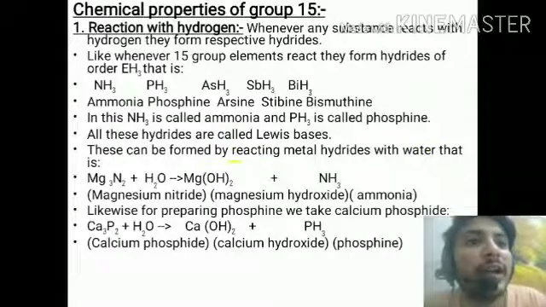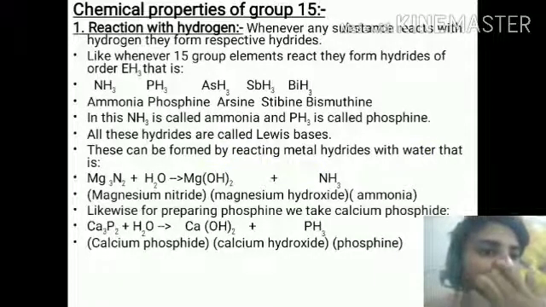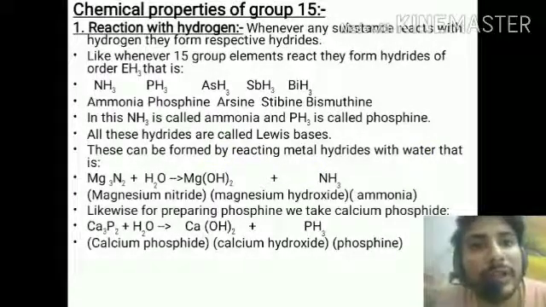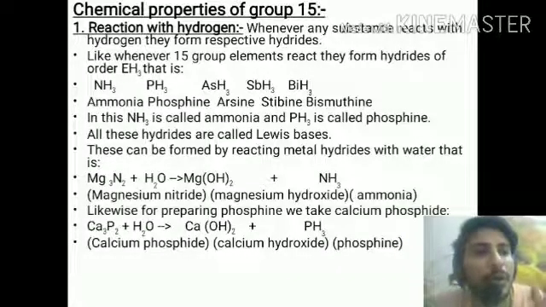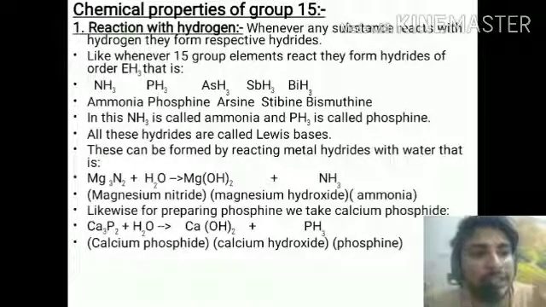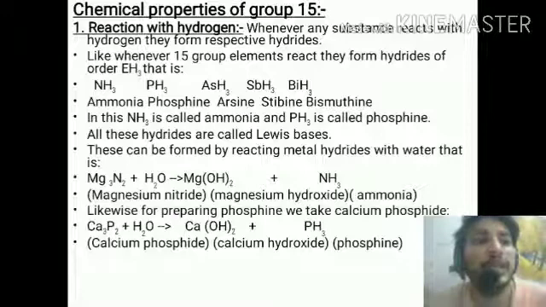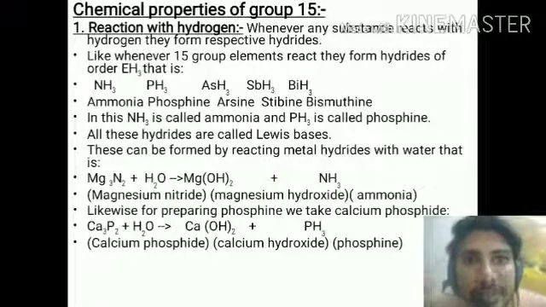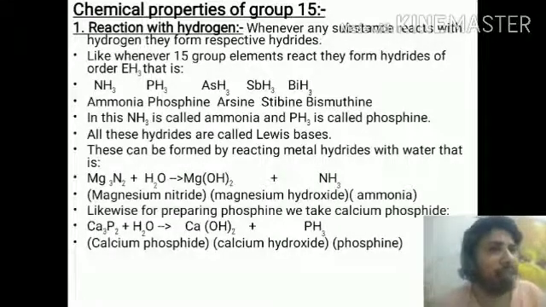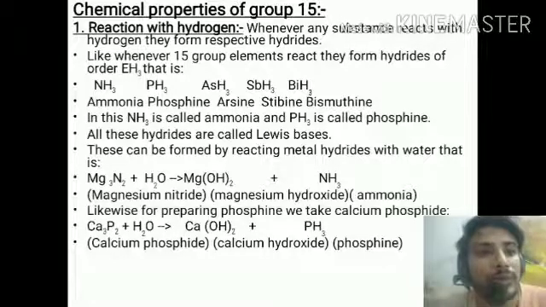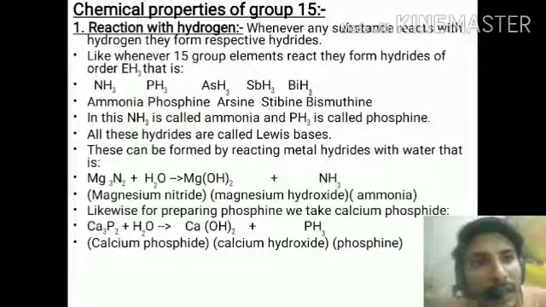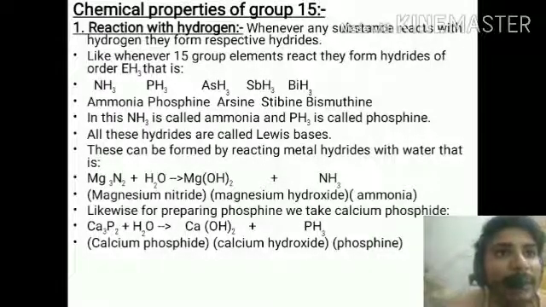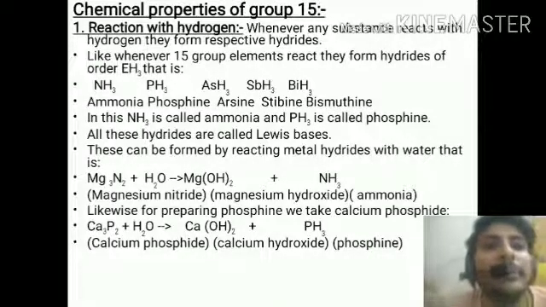All these hydrides are called Lewis bases because they have a lone pair of electrons. For example, nitrogen has 5 valence electrons in the outermost shell, but 3 electrons are shared with hydrogen. It also contains 2 extra electrons on the nitrogen atom, which it can donate, so we can say that it is a Lewis base. Lewis acids are substances which accept electrons, and Lewis bases are substances which donate electrons. So NH3, PH3, arsenic hydride, antimony hydride and bismuth hydride are Lewis bases.